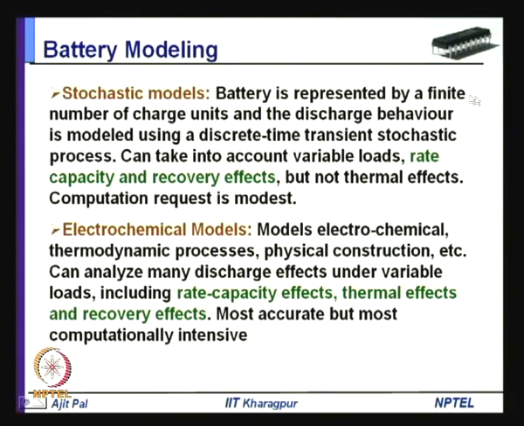Then coming to the third model, that is known as the stochastic model. In this case the battery is represented by a finite number of charge units, and the discharge behavior is modeled using a discrete time transient stochastic process. This is a little complicated technique, but it can take into account variable loads, rate capacity and recovery effects, but not thermal effects, and particularly in this case the computation requirement is modest.